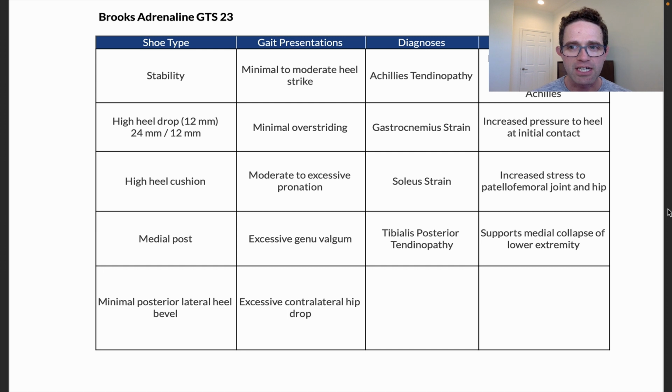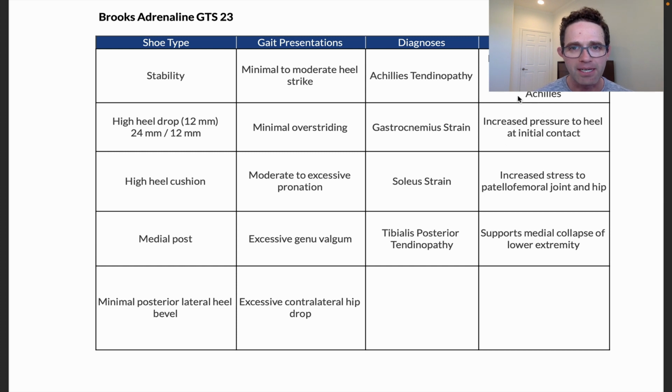And so some of the gait presentations that would be appropriate here would be a minimal to moderate heel strike. Minimal overstriding. Again, we're a little concerned with that high amount of heel drop and also just how much heel cushion there is. It could really cause us to pound more on the ground with our heels and increase the amount of overall impact going through our lower extremities. The moderate to excessive pronation would be suitable here, especially with the stability.